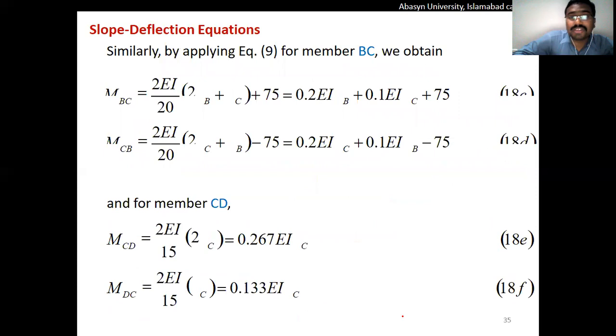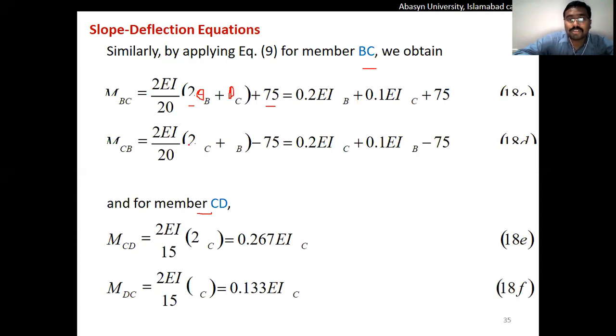We will repeat the same with the member BC and the member CD. Sorry for this typo or for this blurring, but I hope that you can easily calculate it. We have 2 times theta B plus theta C, and we will not have any rotation here, plus the fixed end moment, which is 35.